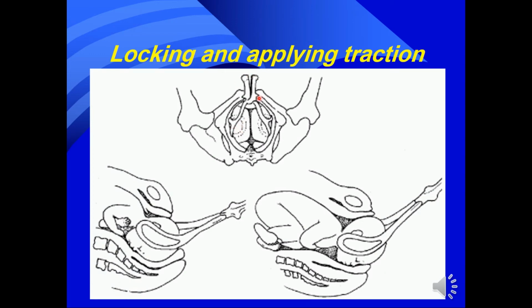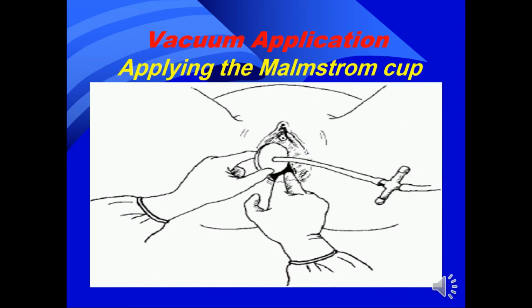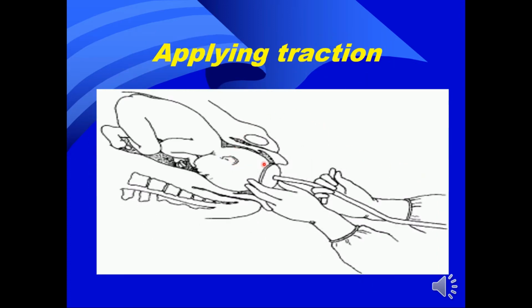Locking of the blades and traction. Locking of the blades, then traction in the direction of the birth canal, downward and then upward. Vacuum application, applying the Malmström cup. Here, as you see, the cup, and also the direction of traction by negative pressure.